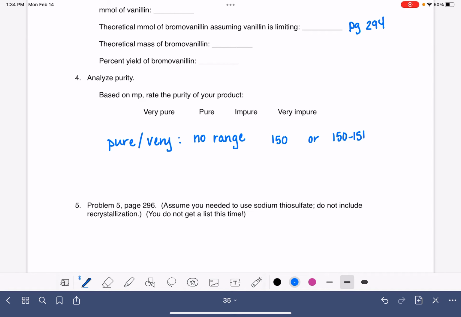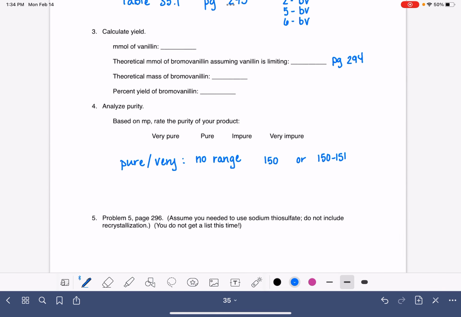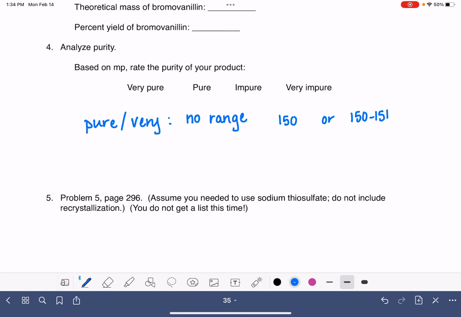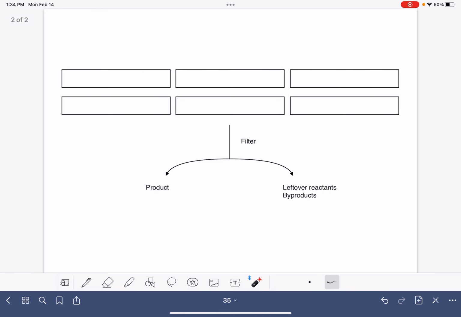And then last, you are going to be doing one of these little flow diagrams for the reaction. You're not going to get a list of anything this time, so you're going to have to fill it in yourself. And this is telling you, assume that yes, you did need to use sodium thiosulfate, so just going to include that in there because you probably had to use it. And notice you're not including the recrystallization in this diagram, just the reaction itself.